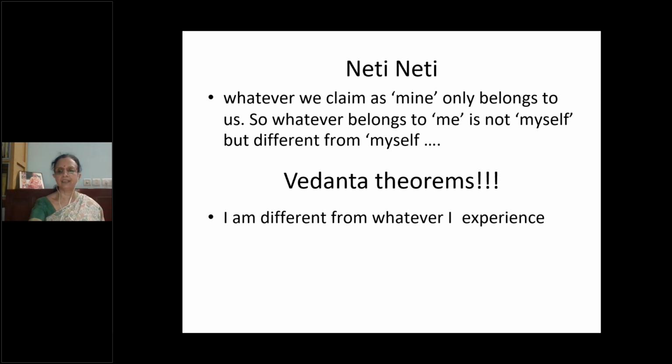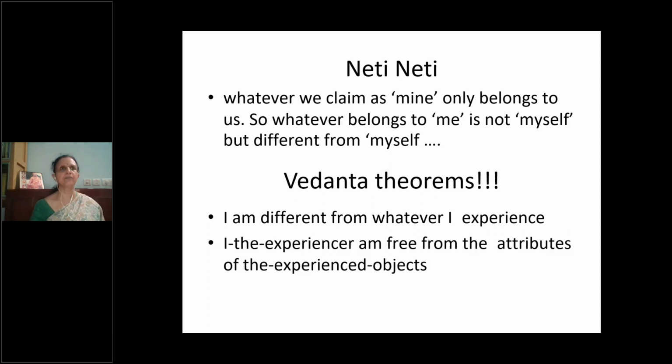Now we just covered the reason why we say that I am different from whatever I experience. I, the experiencer, is the subject, and therefore, right, I am experiencing the objects around me. So that is law number 1, right? And the second law, right, I, the experiencer, very important, I'm free from the attributes of the experienced object. Very, very important. Now, I am not the pen. So I don't have the pen's attributes.